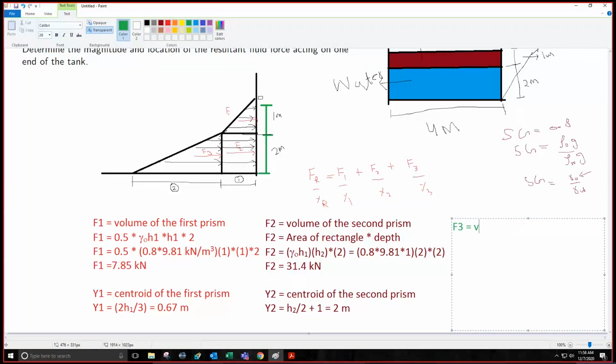F3 is volume of the third prism, which is equal to the area of triangle multiply by the depth into the page. So F3 equals to area of triangle क्या है जी? Half base into height. Base is this dimension 2, which is equal to, yes, किसके इक्वल होगी ये? बेस किसके इक्वल होगी?